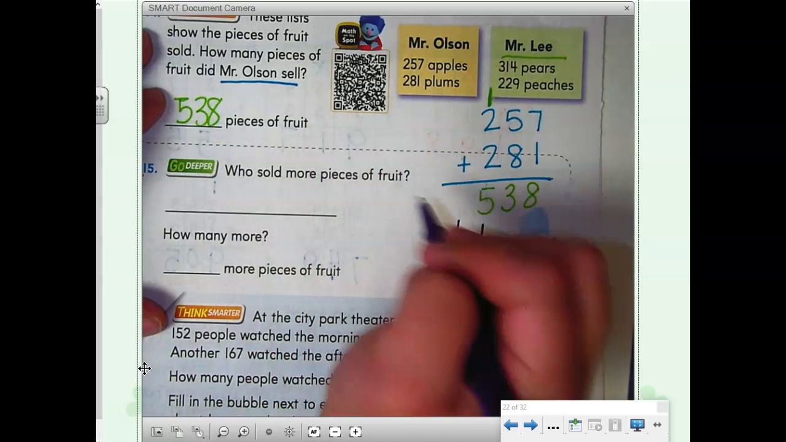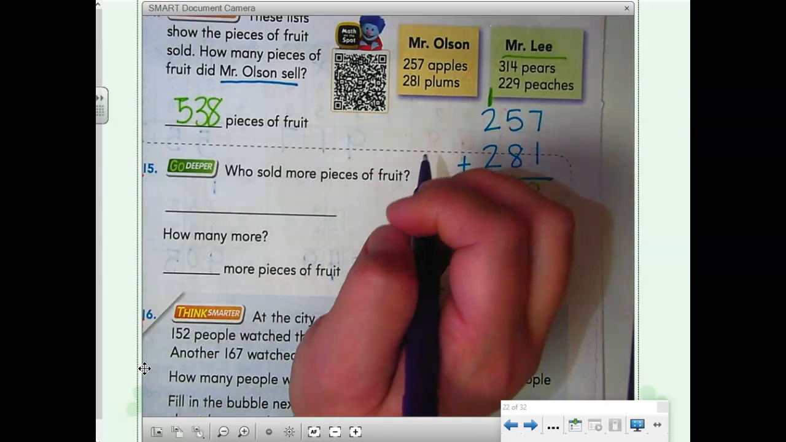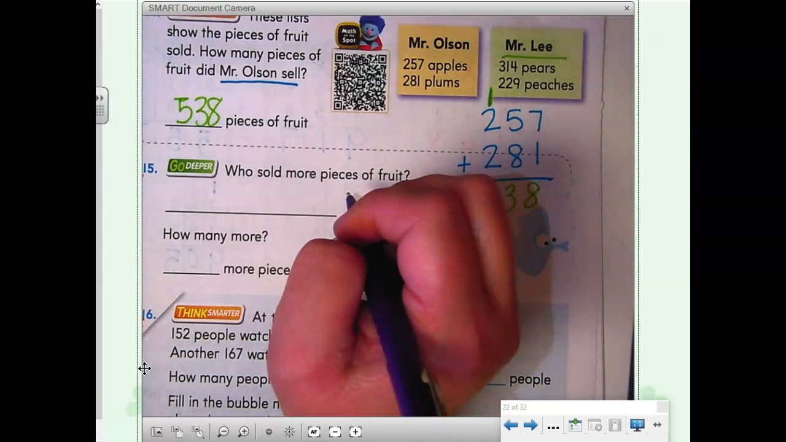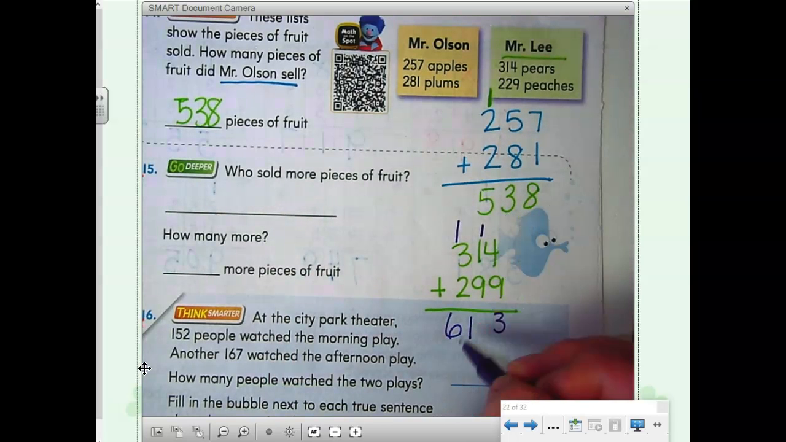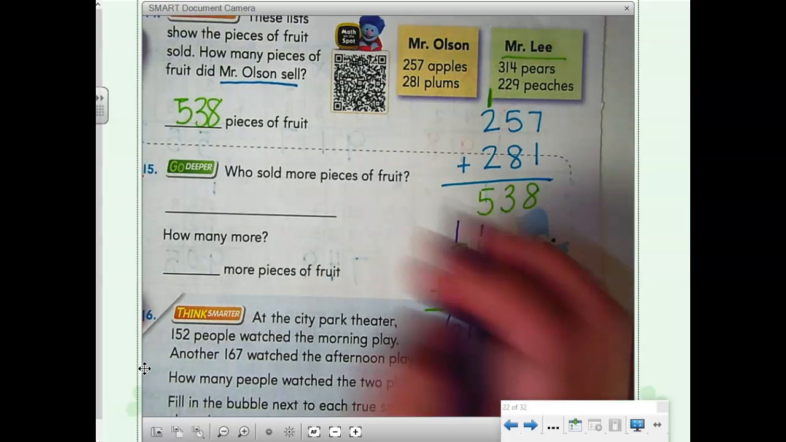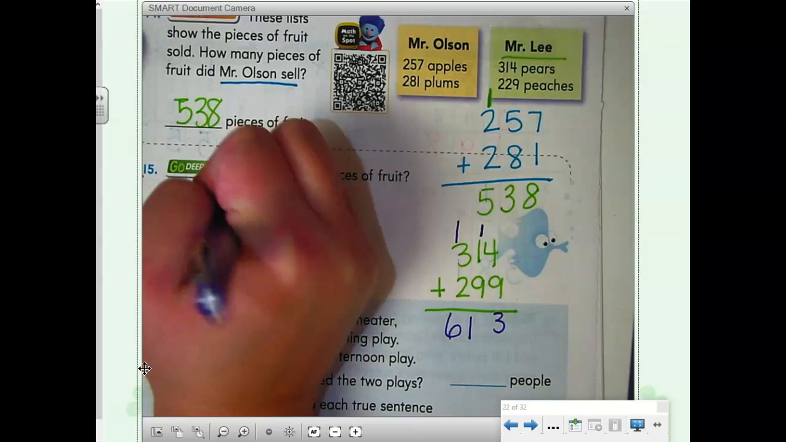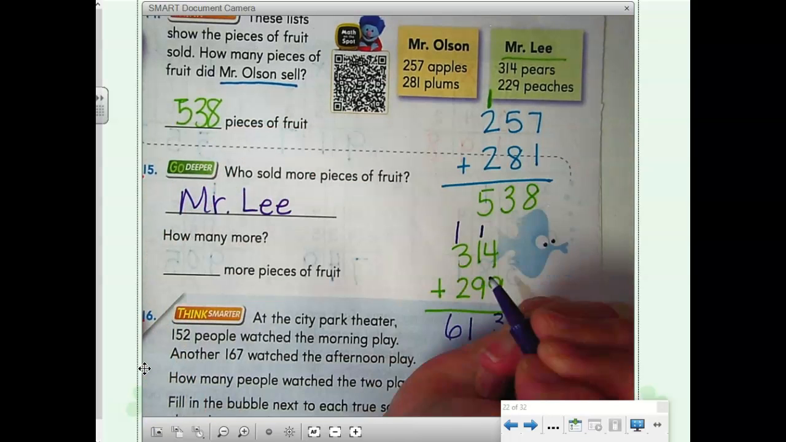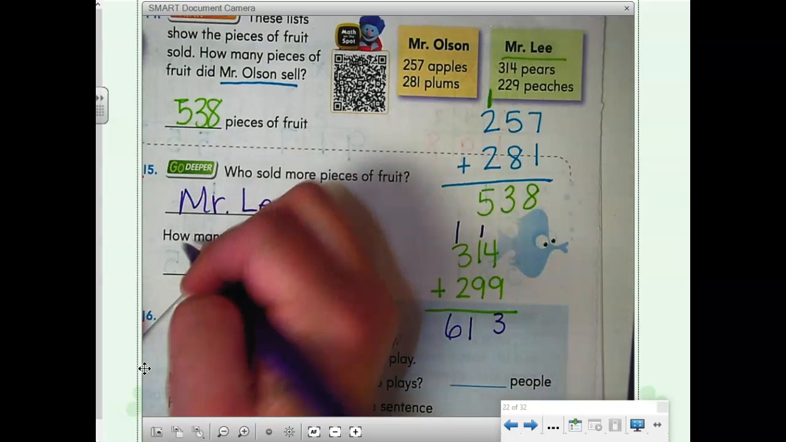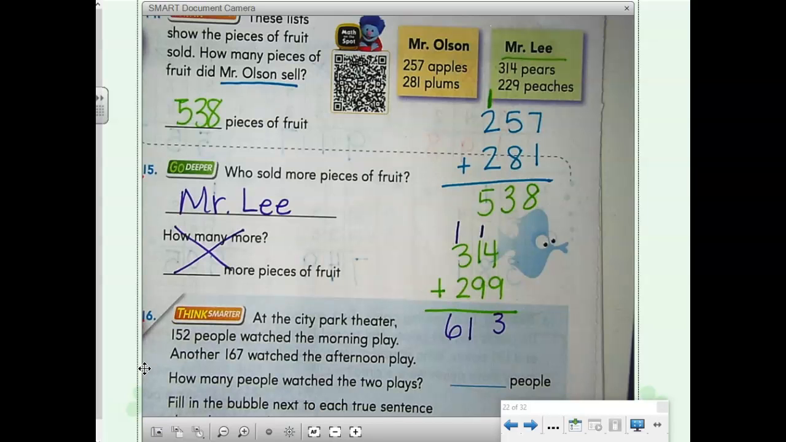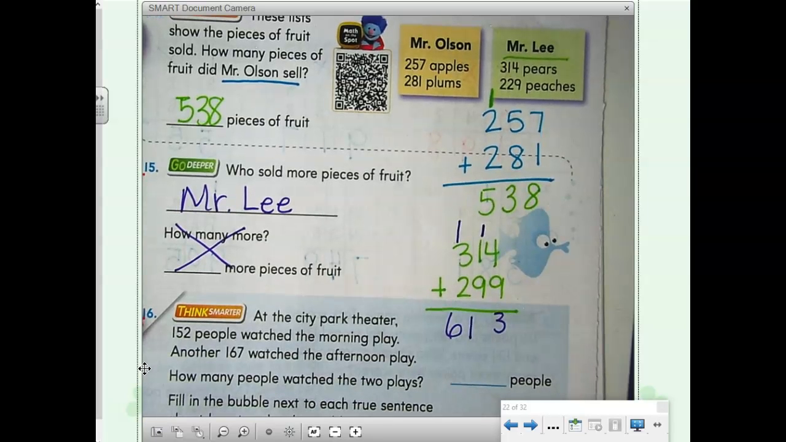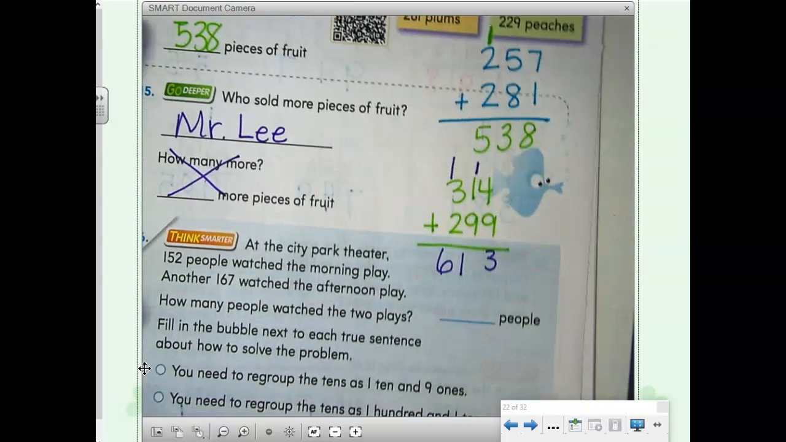All right, now, who sold more pieces of fruit? Is it Mr. Olson or Mr. Lee? Mr. Lee. All right, the next problem says how many more? You have not learned how to do that yet. We have not learned the skill of subtracting that way yet. So as soon as we learn it, we can come back to a problem like that.